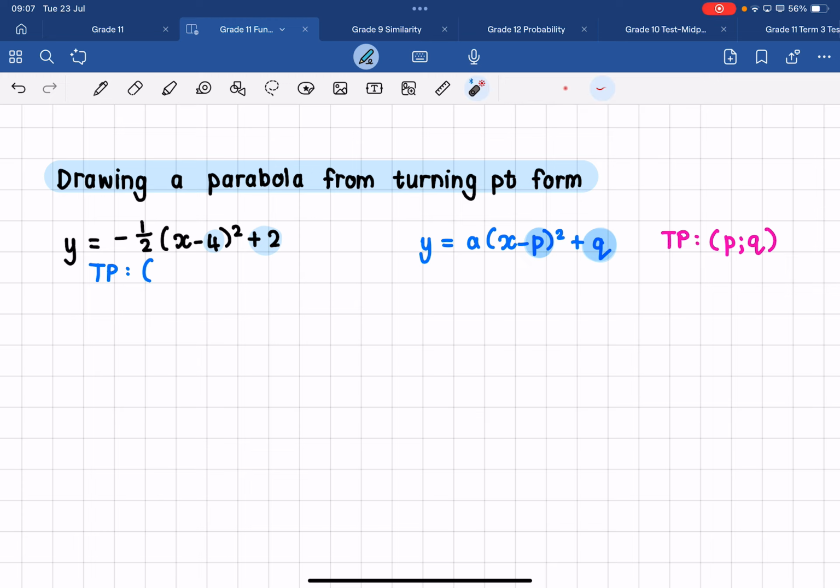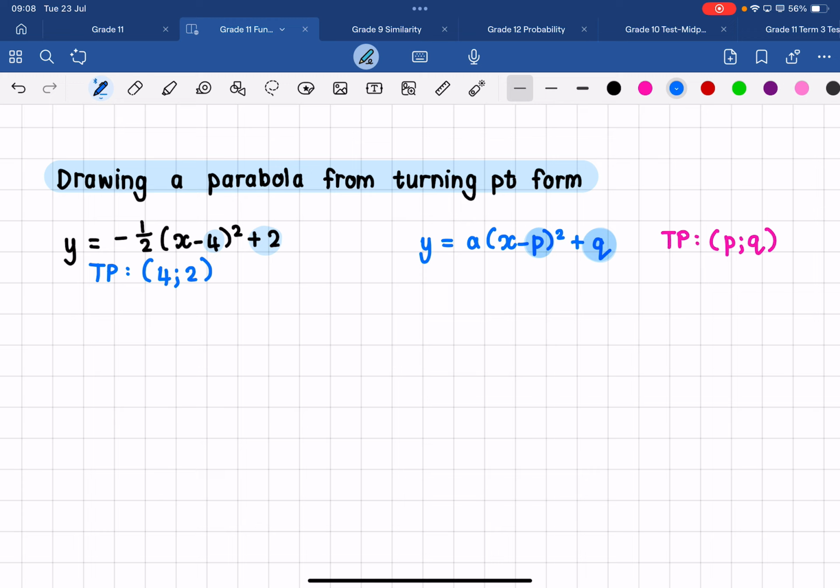What is my P value? 4. Good. Remember the sign is always different in the bracket, in the actual equation, and then in the coordinates of the turning point. So if it's x minus 4, your turning point has an x value of positive 4. All right, the Q value, that sign is always the same, guys. So what is the Q value for this graph? 2. So that is the turning point. The turning point is the point 4 and 2. Guys, if it was x plus 4 in the brackets, the turning point would have a negative 4. The sign is always opposite.